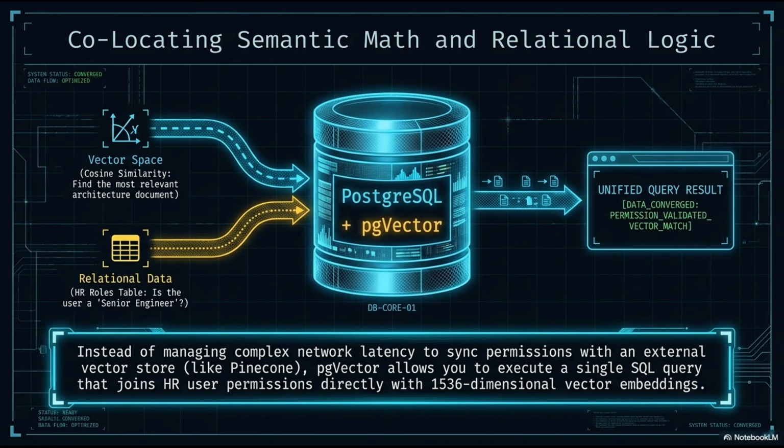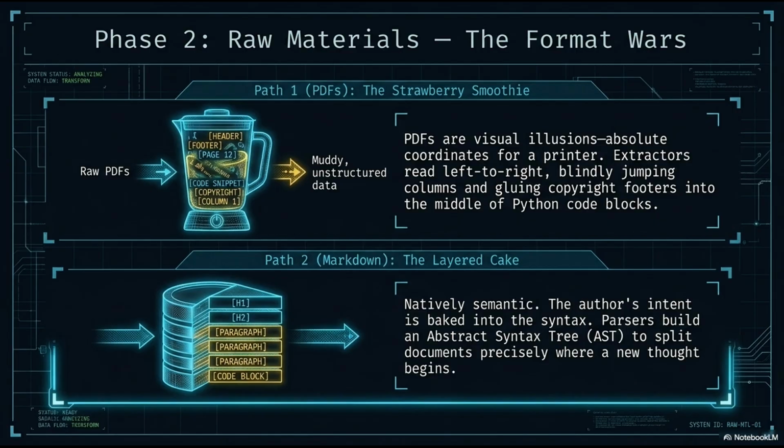Makes sense. Therefore, we must split large documents into smaller, highly specific fragments called chunks. For technical documentation, the sweet spot is usually between 200 and 500 words per chunk. Okay, so we have to chop our documents up. And this brings us to the format wars. Because how your original document is formatted completely dictates how successful this chunking process will be.